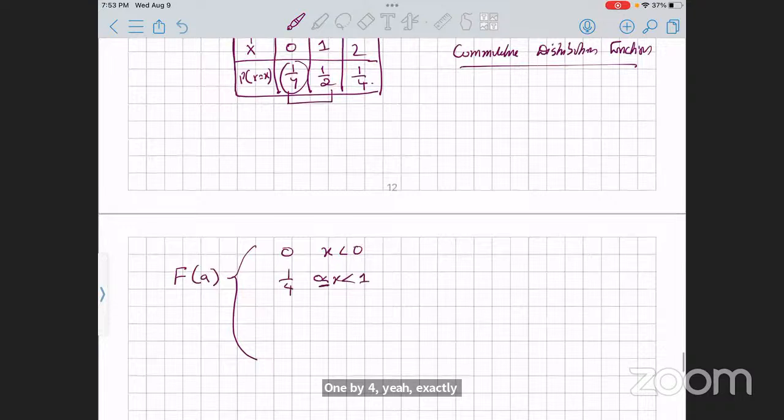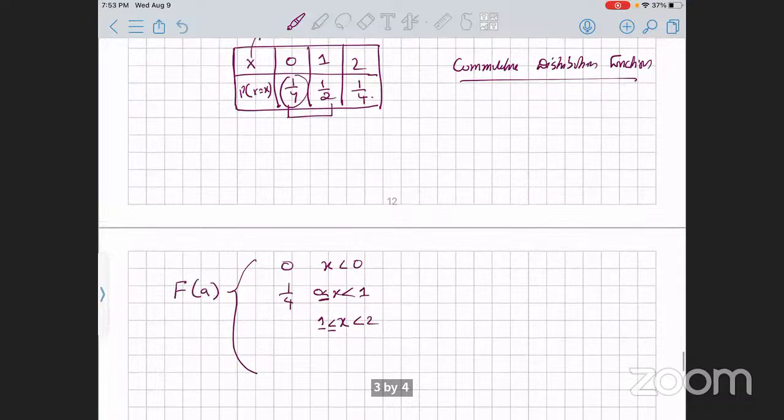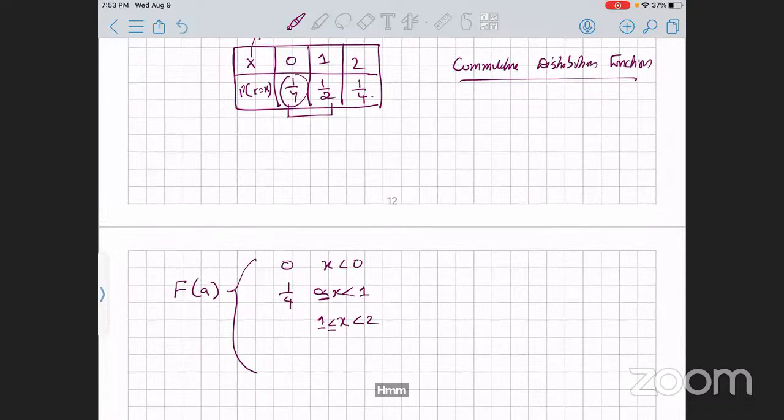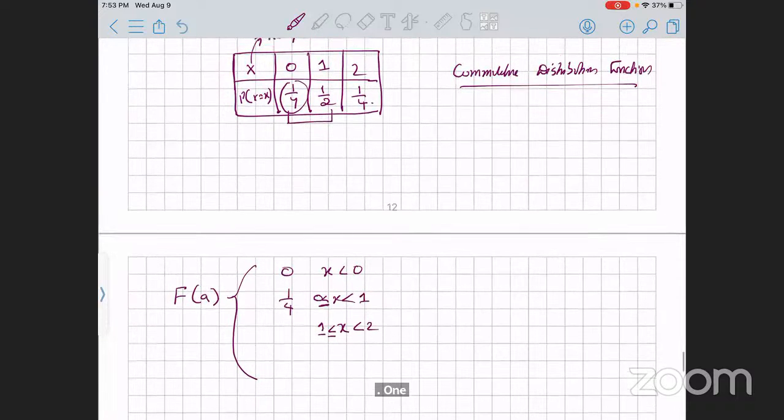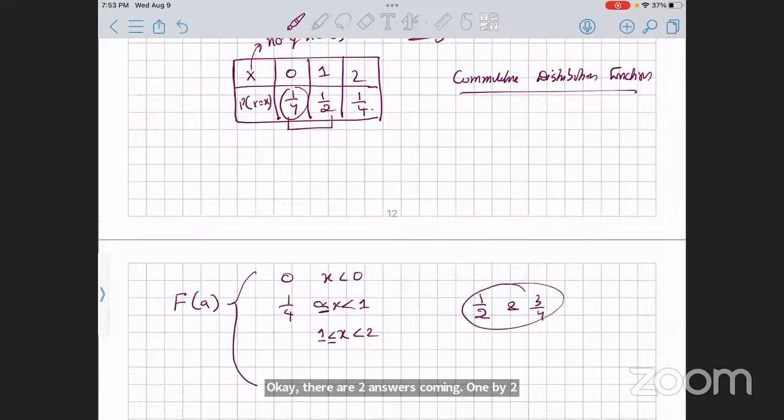And then coming to X less than 2 and greater than or equal to 1. The probability is 3 by 4? Okay, there are two answers coming: 1 by 2 and 3 by 4. 3 by 4 will be the answer.